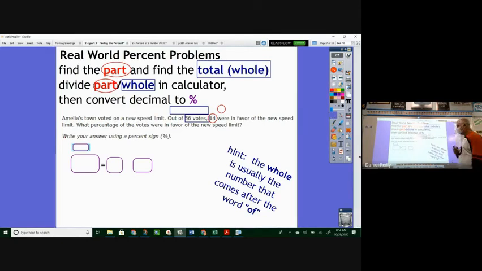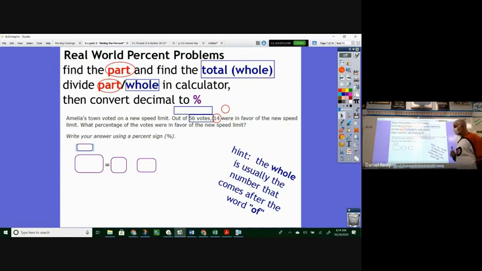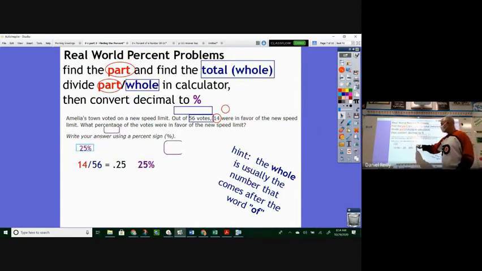Okay. So what am I going to put in my calculator to get this percent? 14, the part, divided by the whole. 14 divided by 56. What does that come out to in your calculator? 0.25, which is 25%. Okay, so 25% is the answer. 25% of the votes agreed on the new speed limit. Do you think they would put in the new speed limit? No, less than half the people, right?